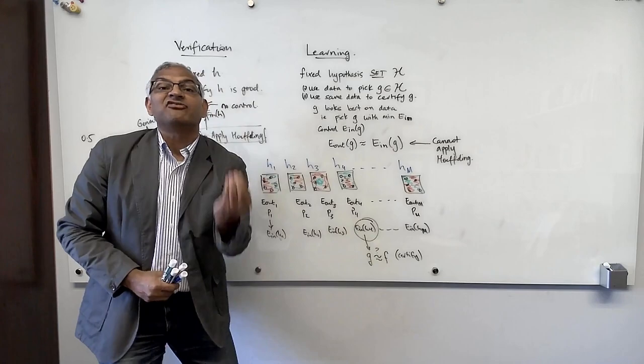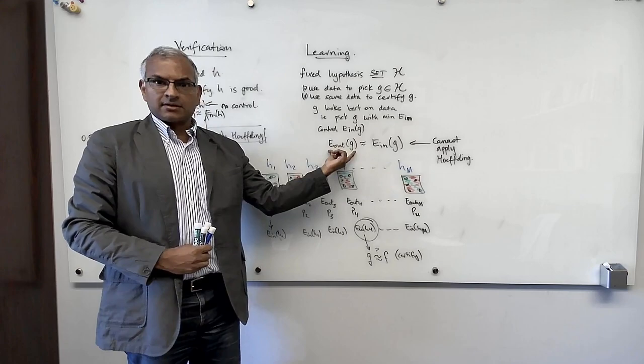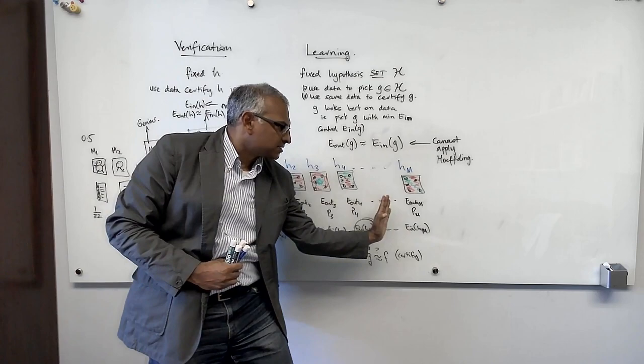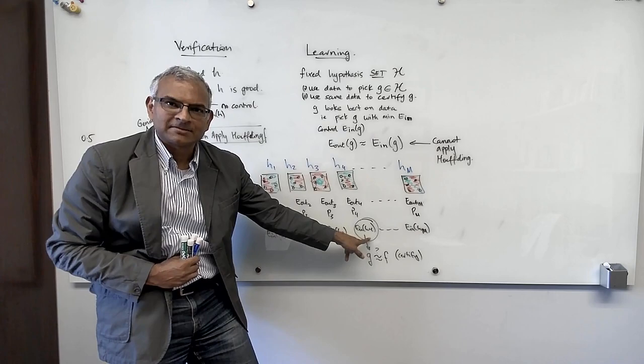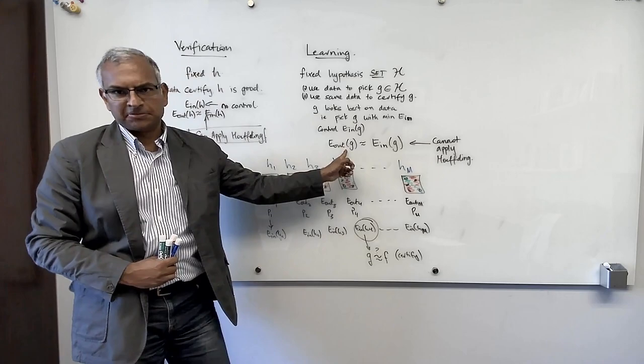This is basically why the Hoeffding bound breaks down in comparing E_in of g to E_out of g. It's this notion of choice, that I have so many attempts, I have so many chances to con myself, that sooner or later I will con myself. And this is something that we are going to have to address if we want to be able to certify the final hypothesis that comes out of learning.